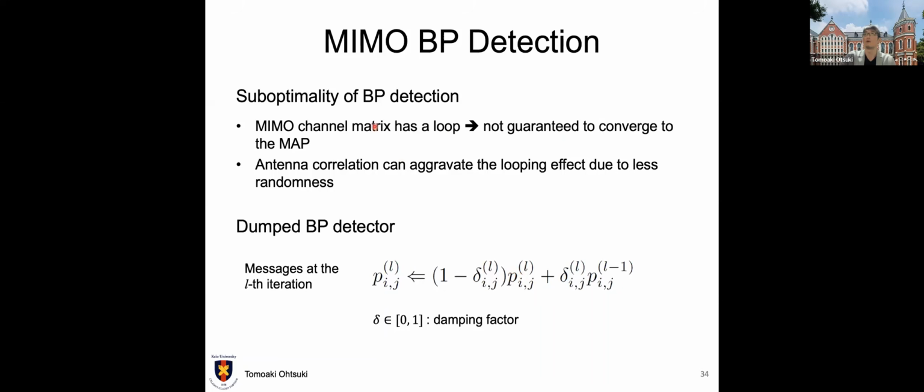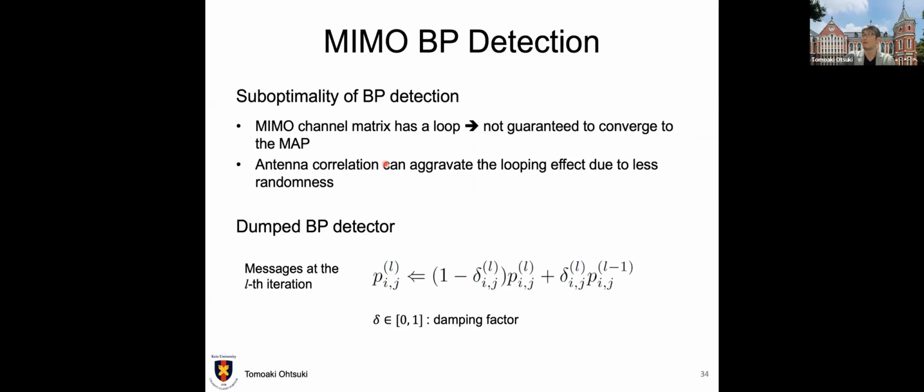For example, the suboptimality of BP detection. If you are familiar with, for example, LDPC codes or the BP algorithm, then you know the effects of loops, particularly short loops. Unfortunately, the MIMO channel matrix has loops, so it is not guaranteed to converge to the MAP. Also, antenna correlation can aggravate the looping effect due to loss of randomness. So you have to worry about this kind of looping effect.